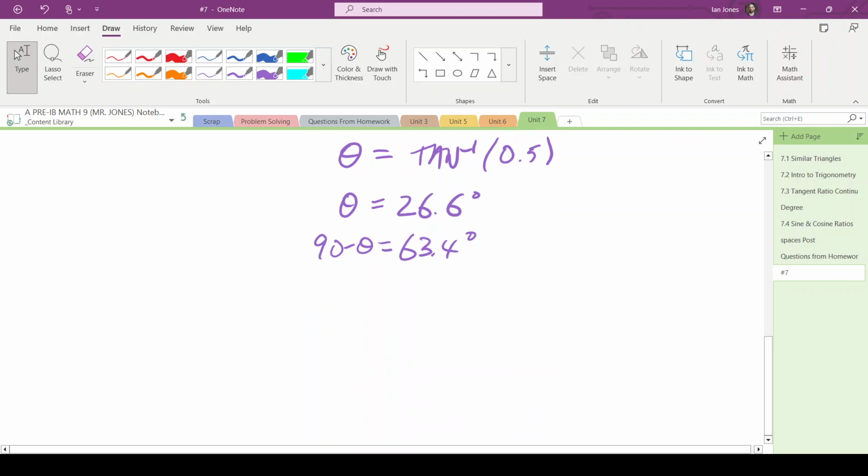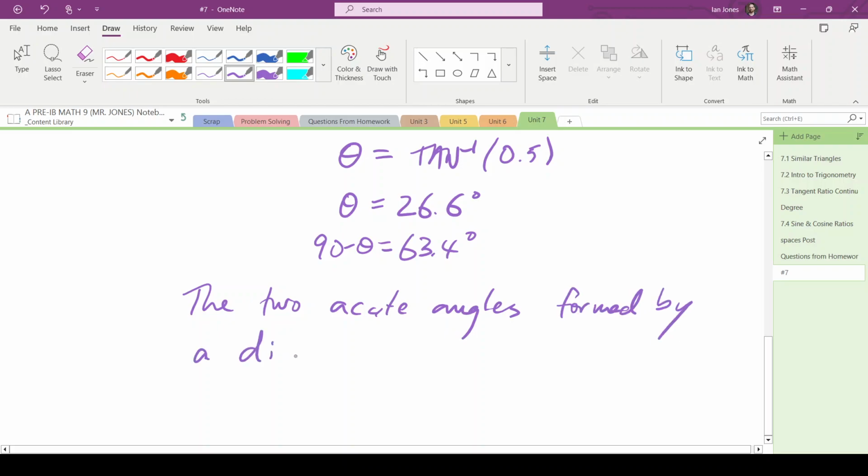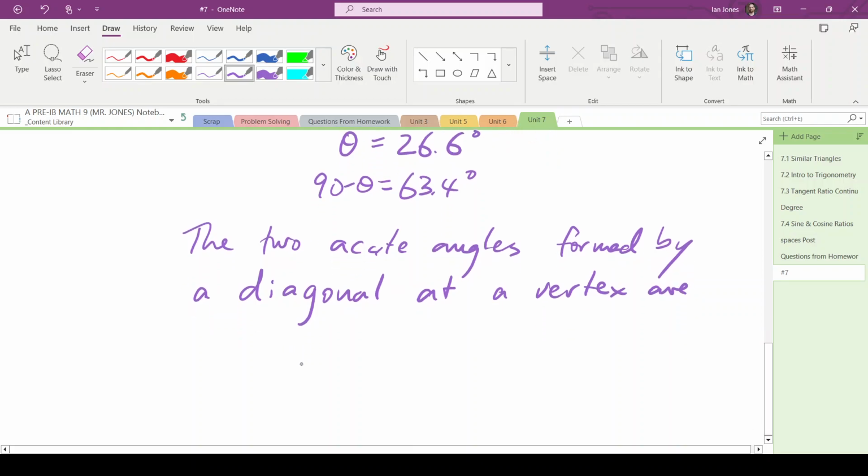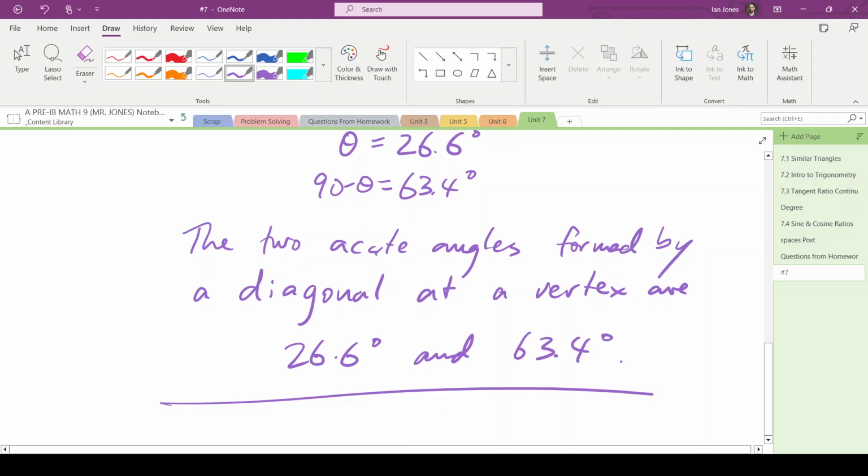So since it's a word problem, I'll finish off with the two acute angles formed by a diagonal at a vertex are 26.6 degrees and 63.4 degrees. Okay, hope that helps.